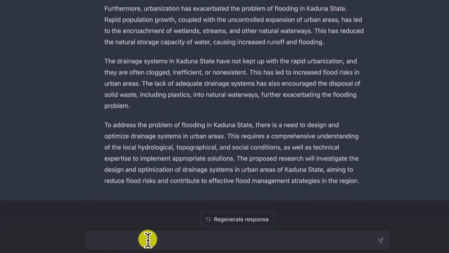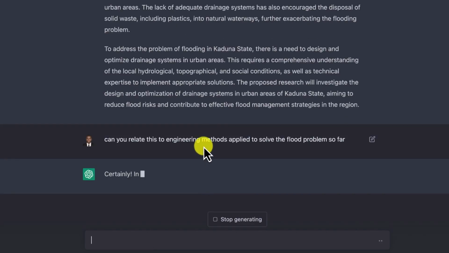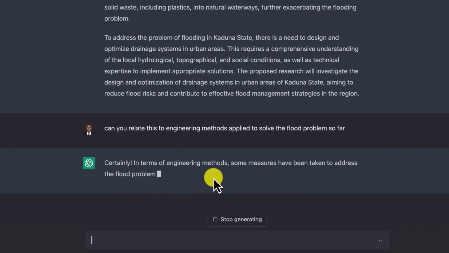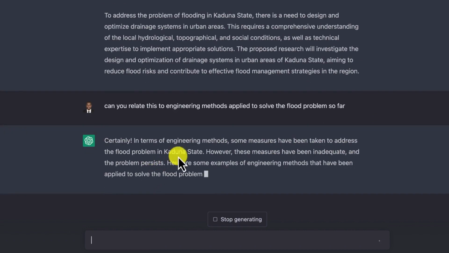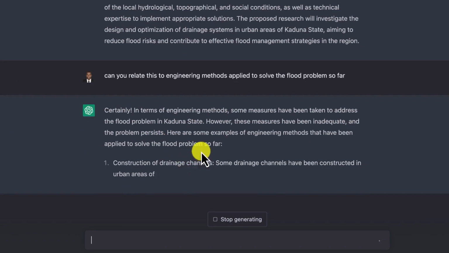For example, now I can ask it to write more relating this to engineering perspective. Okay, engineering methods of how the problem has been addressed. Can you relate this to engineering methods applied to solve the flood problem so far? So you just drive it through to what you want it to do, and it is going to give you, certainly, in terms of engineering methods, some measures have been taken to address the flood mitigation problems in Kaduna State. So you see, it's very, very detailed.